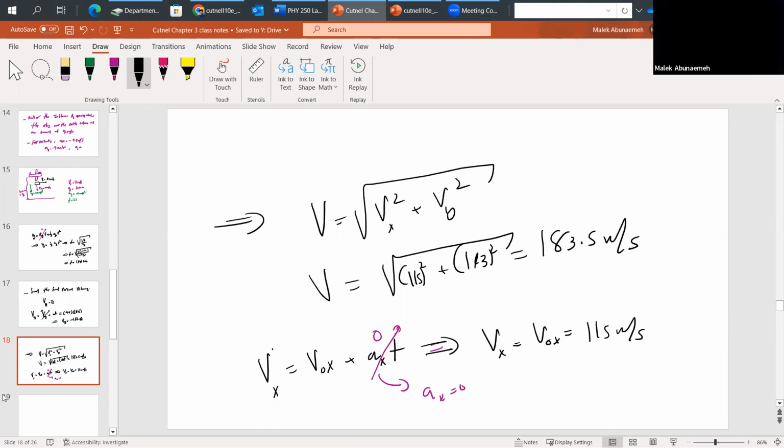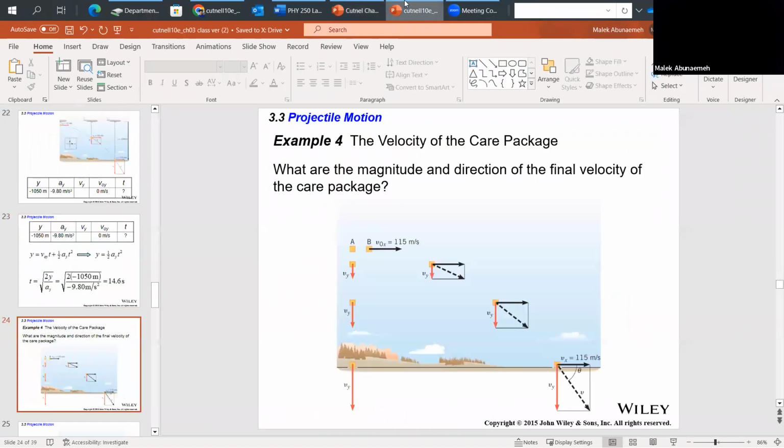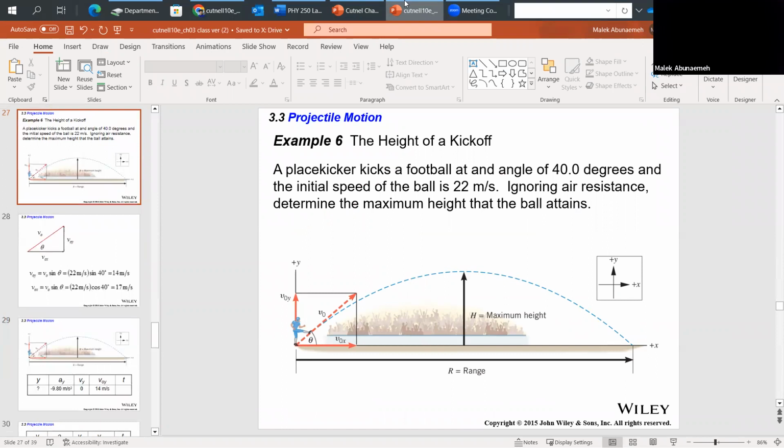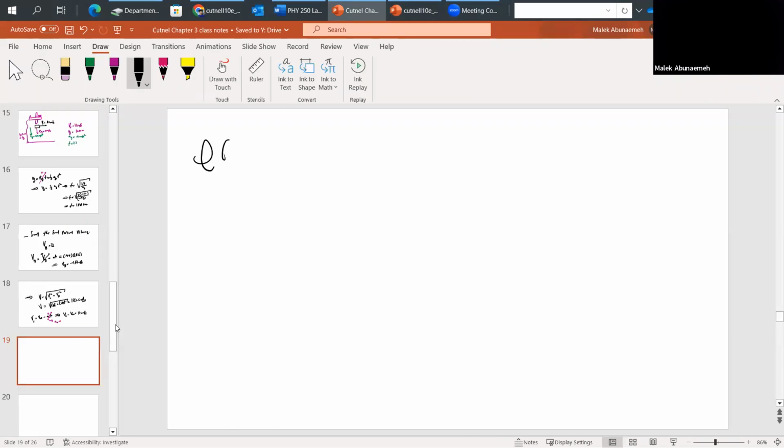All right, let's do one more example, shall we? Now for this example, the next example that we have, you get a place kicker that kicks the football at an angle of 40 degrees, and the initial speed of the ball is 22 meters per second. Ignoring air resistance, determine the maximum height of the ball. So this is going to be example 6. You get a kicker that kicked the ball.